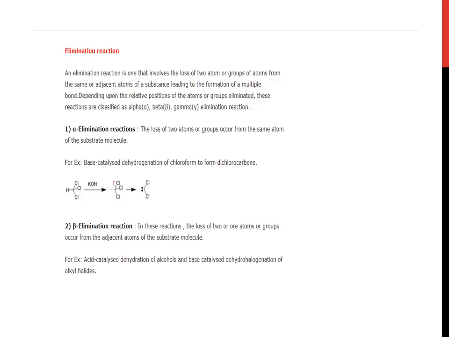Beta elimination reaction. In these reactions, the loss of two or more atoms or groups occurs from the adjacent atoms of the substrate molecule. For example, acid catalyzed dehydration of alcohols and base catalyzed dehydrohalogenation of alkyl halide.